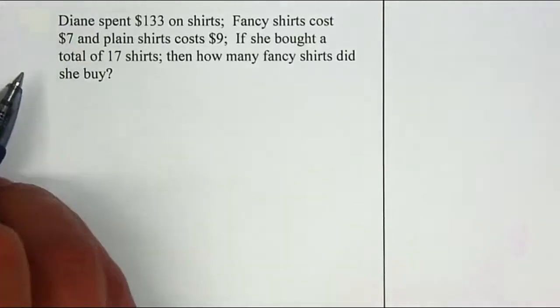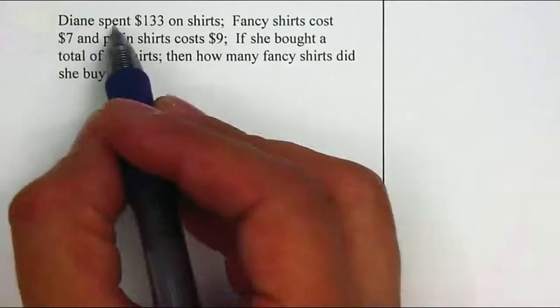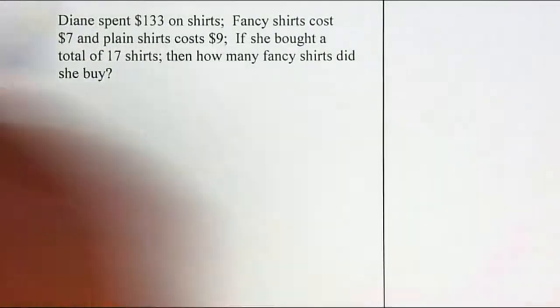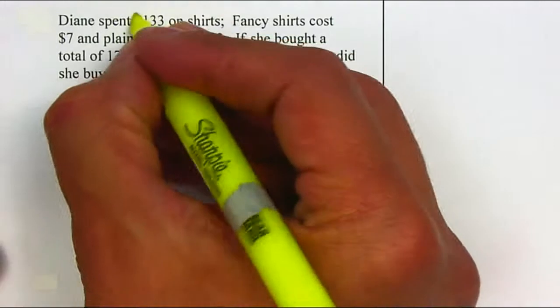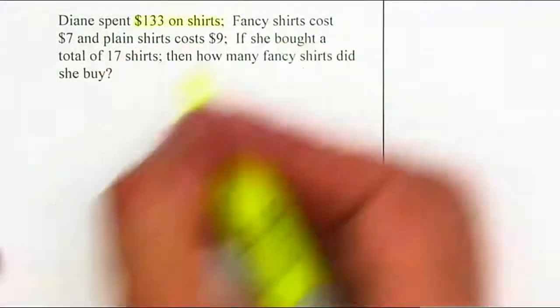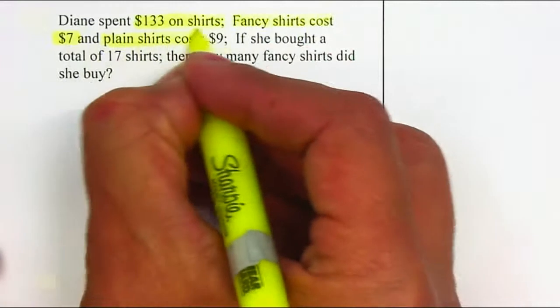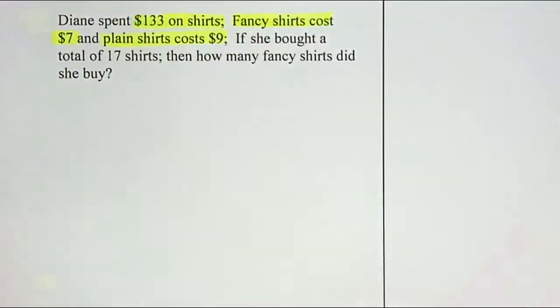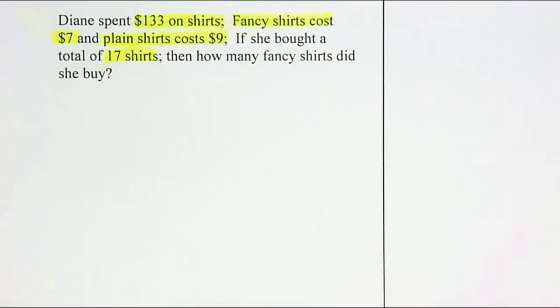We have a word problem for this question. It says Diane spent $133 on shirts. It is important that you highlight the information that's given. Fancy shirts cost $7. Plain shirts cost $9. If she bought a total of 17 shirts, how many fancy shirts did she buy?